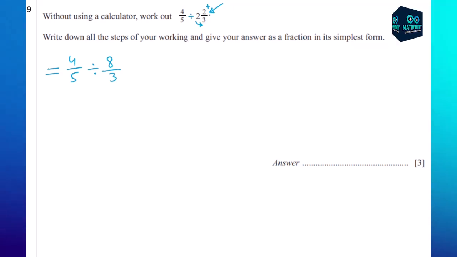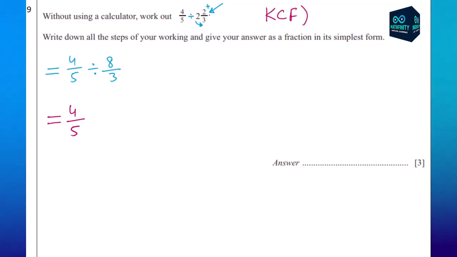After this, the division sign is between them. Hopefully, guys, now you are answering. You know what we have to do. We have to use the KCF method. Because of the division, we have to use the KCF method. Keep, change and flip. 3 over 8.